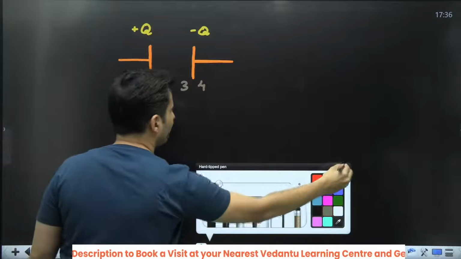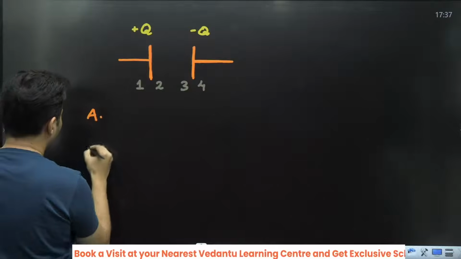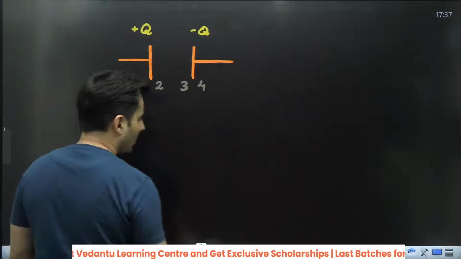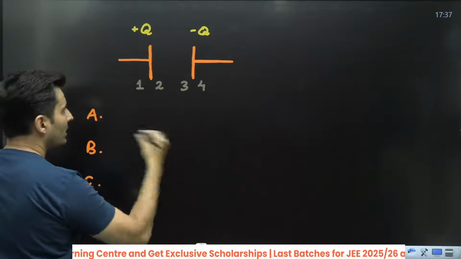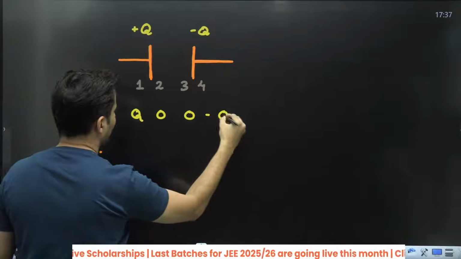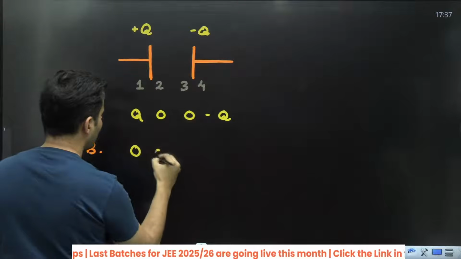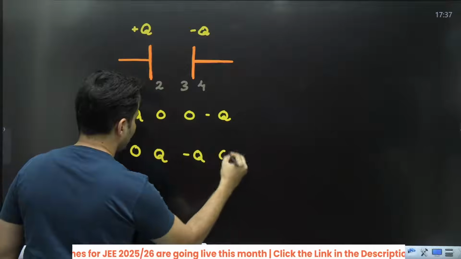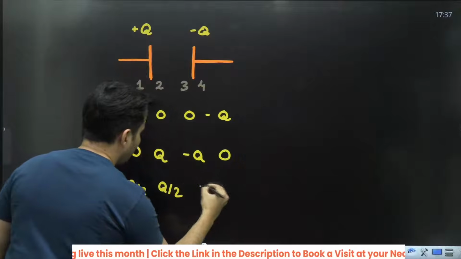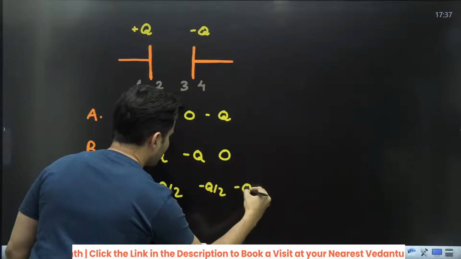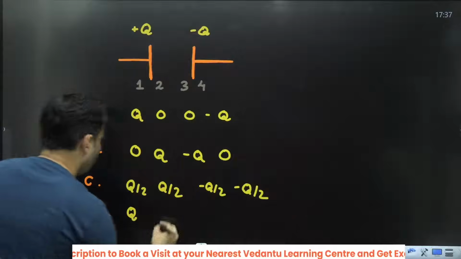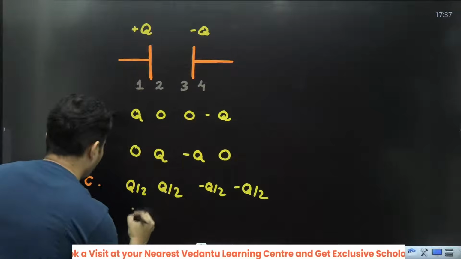How do you think the charges are distributed? Option A, B, C, and D. Okay, how is it going to be distributed? The answers are Q, 0, 0, minus Q, or 0, Q, minus Q, 0, or is it Q by 2, Q by 2, minus Q by 2, minus Q by 2, or is it none of the above?